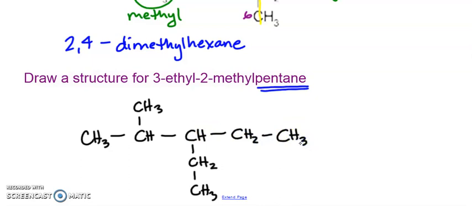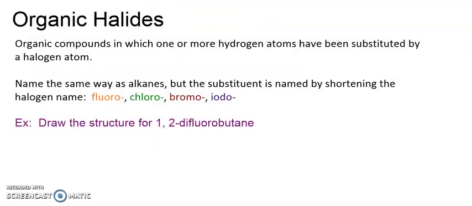4 bonds each. All right, so now let's talk about organic halides or alkyl halides. This is when one or more of your hydrogen atoms have been substituted by a halogen. So remember, this is your fluorine, chlorine, bromine, iodine, group 17. They're named the same as alkanes. You have a substituent that's one of these halogens, and you just shorten the halogen name. So fluoro, chloro, bromo, or iodo, which is kind of fun to say.